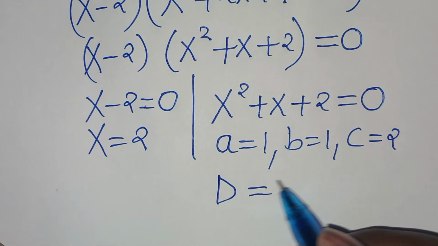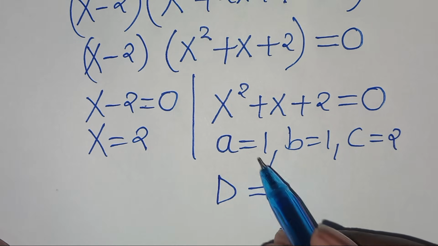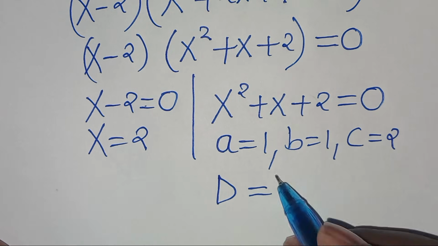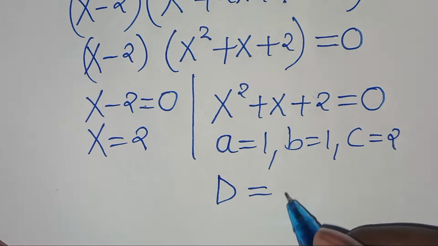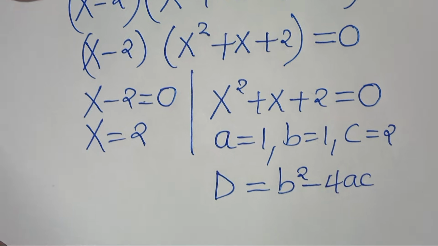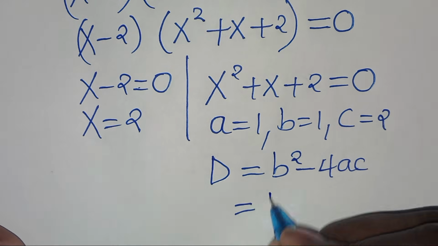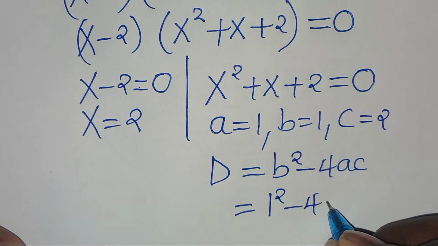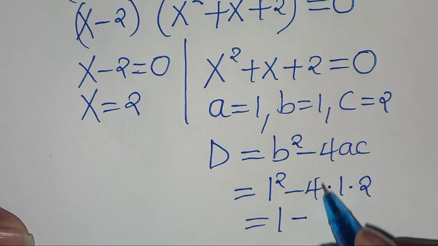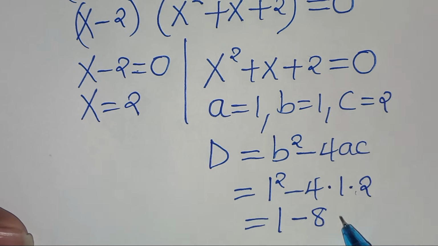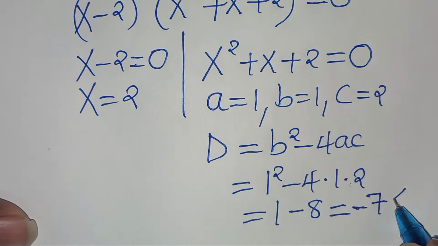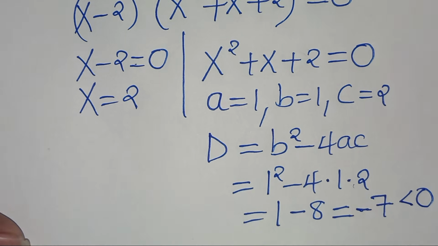Now if the discriminant value is less than 0, that means that we have complex solutions from this quadratic equation. And if it's greater than 0, then this means we have real solutions. So the discriminant value is b squared minus 4ac. So this is 1 to the power of 2 minus 4 times a, which is 1, then times 2, which is 2. So this is 1 minus 4 times 2, which is 8. And this means we have a value of minus 7. Minus 7 is less than 0.